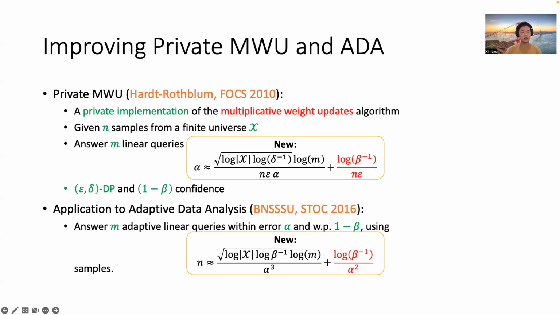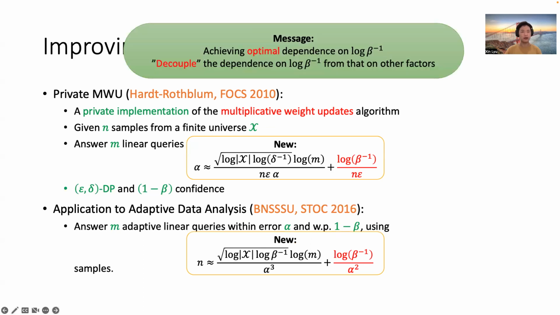Basically, everything else remains unchanged, but we are able to decouple the dependence on log 1 over beta from that on other factors. And we kind of achieved the optimal dependence on log 1 over beta. And this is the main message of our improvement.